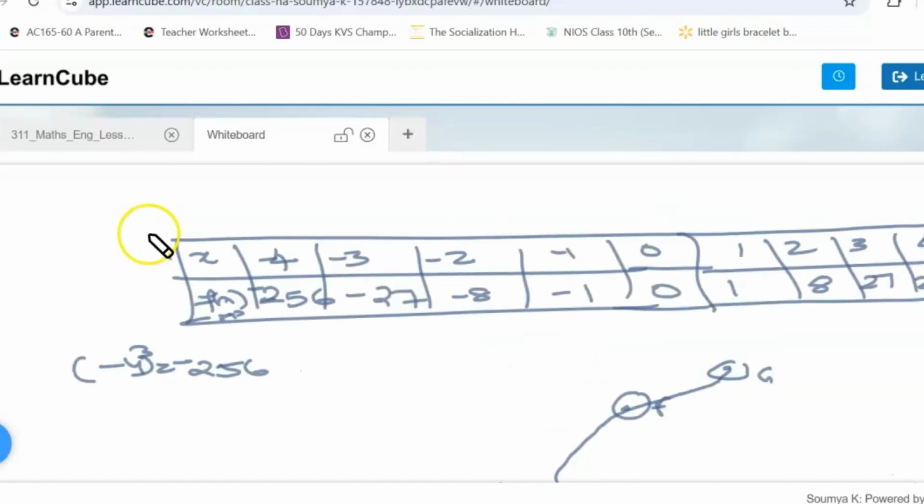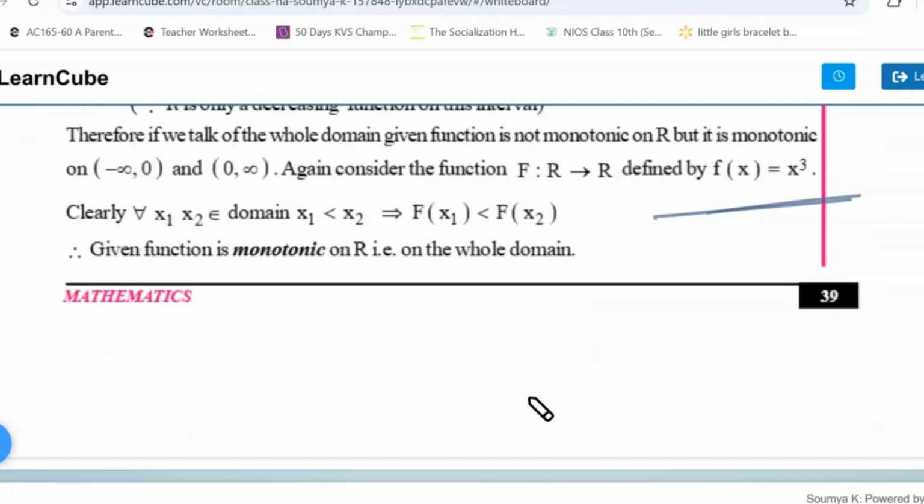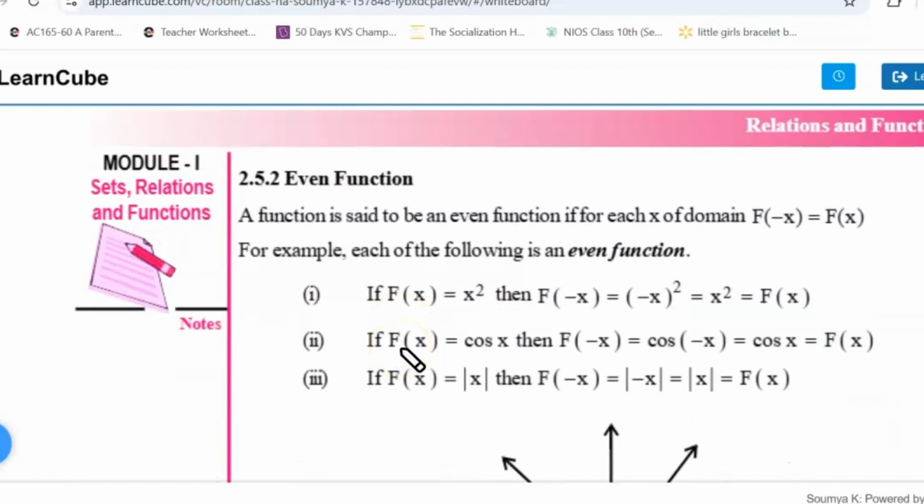Let's move on to the next function, that is the even function. A function is said to be an even function if for each x of the domain, f of x and f of minus x are the same. This is the condition that will be followed for an even function.